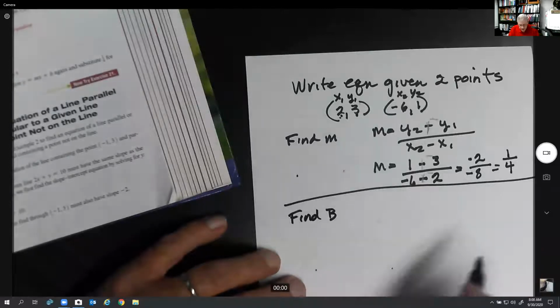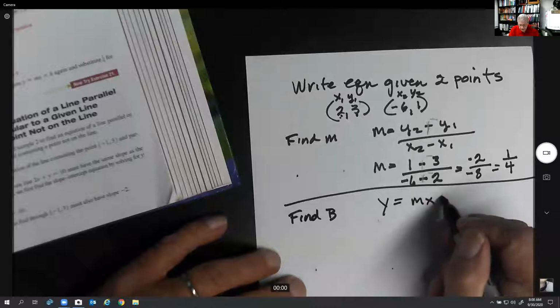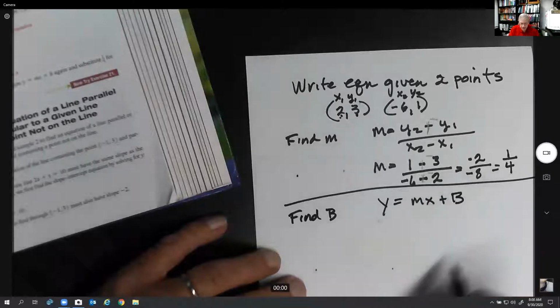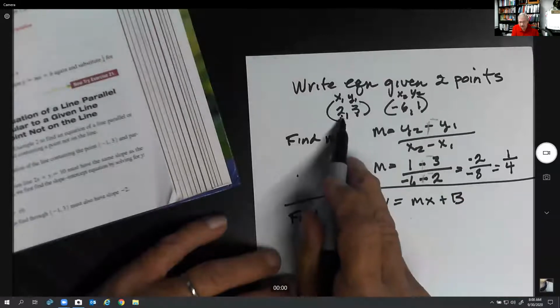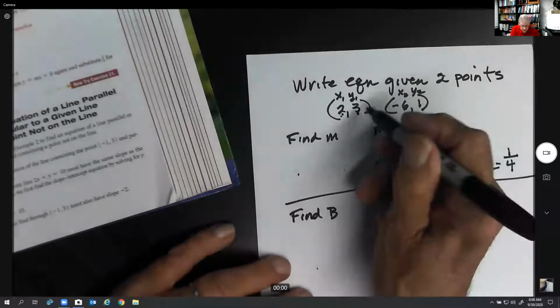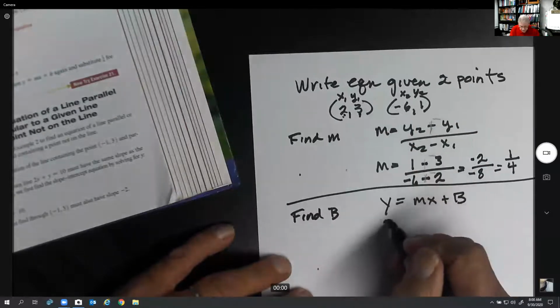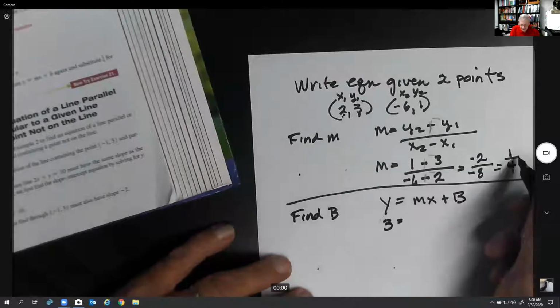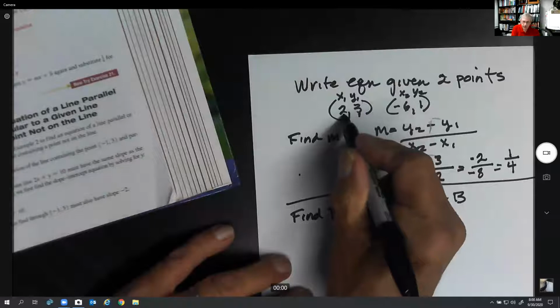Okay, how am I going to do that? I'm going to start out with my general formula, mx plus b. And I can substitute either one of these points in, but I'm probably going to take the first one because there's no negatives, a little bit easier. So in place of y, I'm going to put this 3 right here. In place of m, I'm going to put the 1/4. In place of x, I'm going to put the 2.